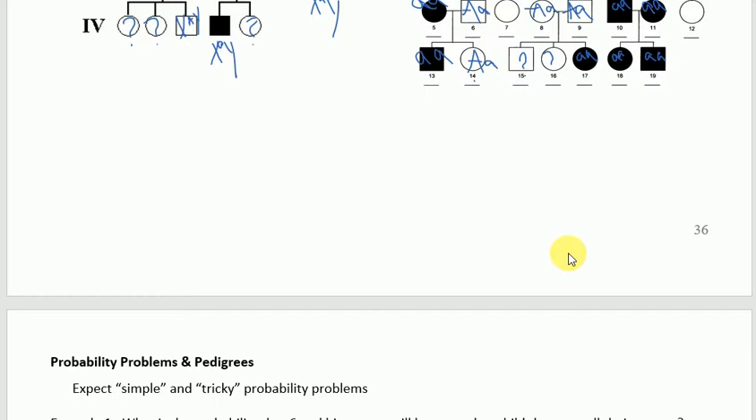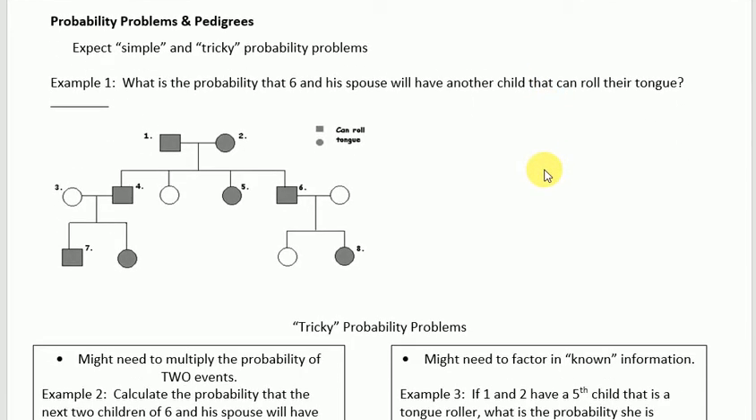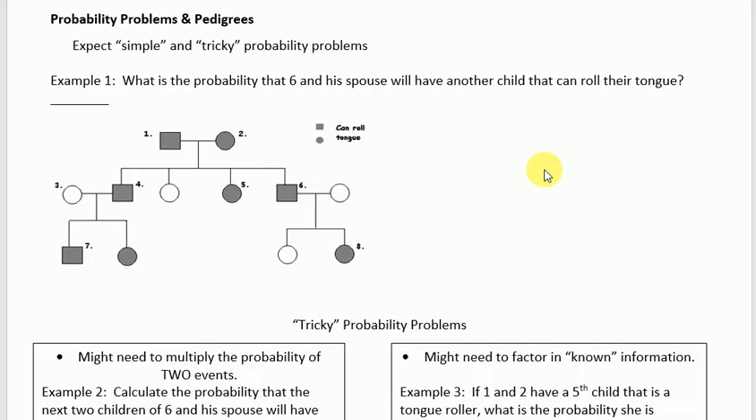So, the next thing that we're going to look at, probability problems and pedigrees. So there's going to be some simple as well as tricky problems. So for example, what is the probability that 6 and his spouse will have another child that can roll their tongue? Okay, so this is where we are going to go through and figure out our steps.